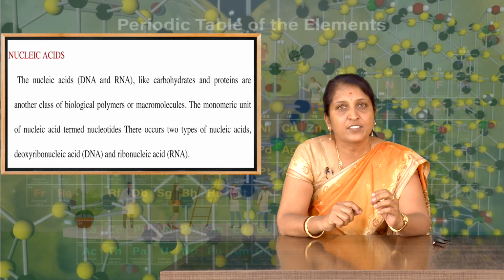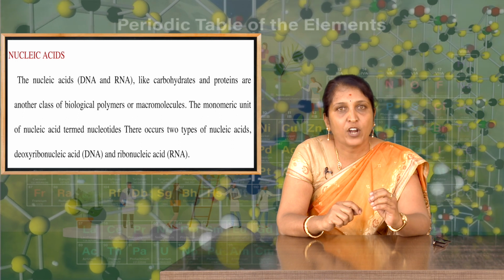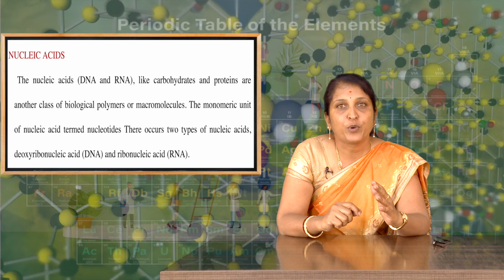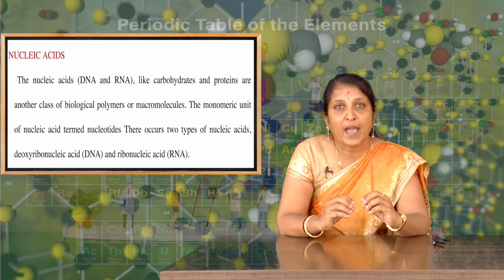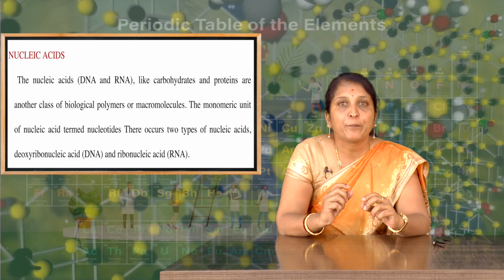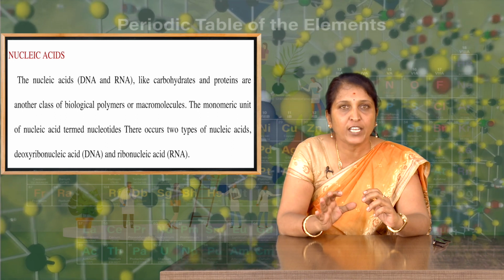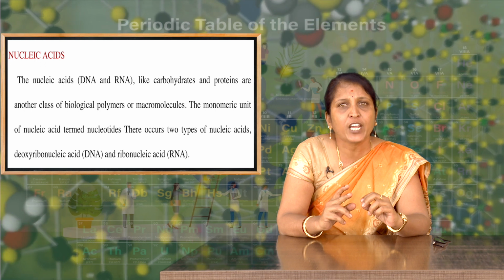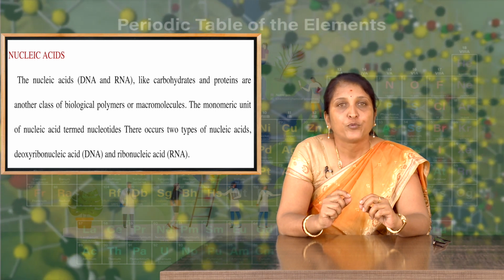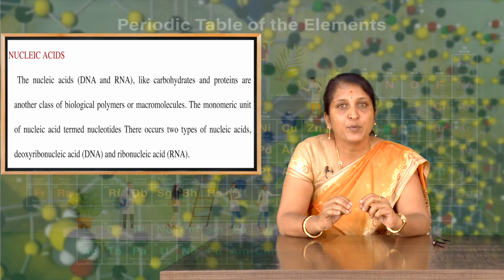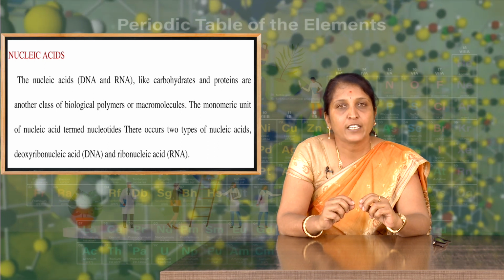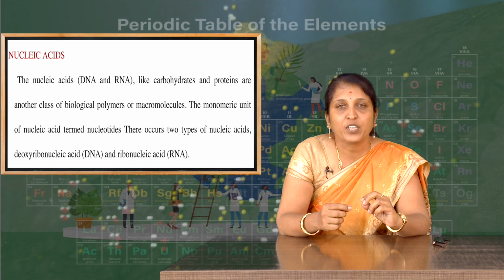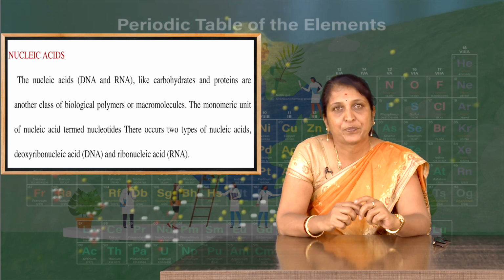Nucleic acids, like carbohydrates and proteins, are another class of biological polymers or macromolecules. The monomeric unit of nucleic acid is termed nucleotides. There occur two types of nucleic acid. One is deoxyribonucleic acid, we call it DNA, and another one is ribonucleic acid, we call it RNA.